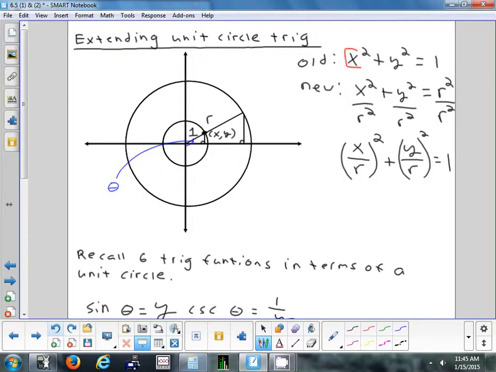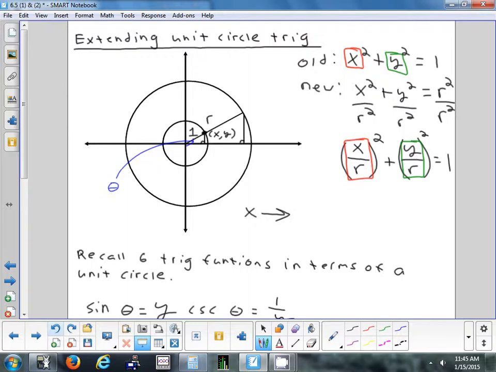In the old equation, the first thing that was squared was an x. In the new equation, it's an x over r. Okay, so I'm looking for a pattern here. In the old equation, the second thing that was squared was a y. In the new equation, it became y over r. So from the old to the new, what happened to x? In the old equation, it was x. What did it become in the new equation?